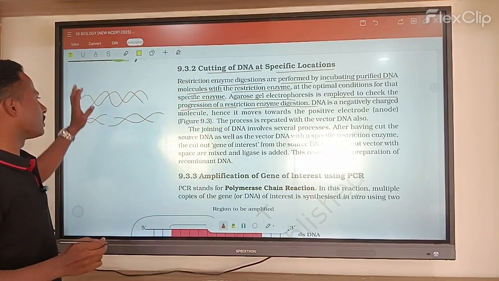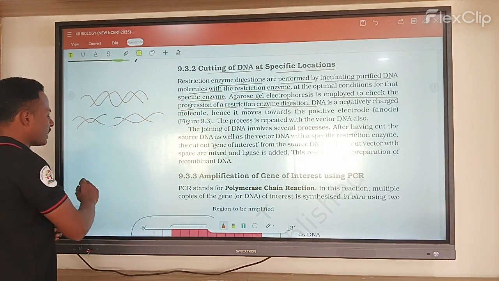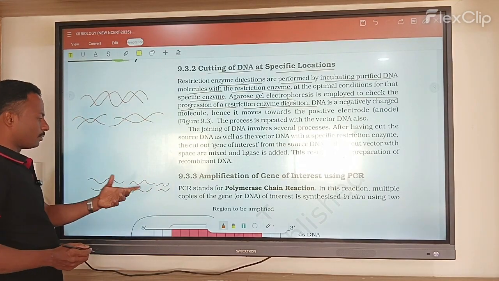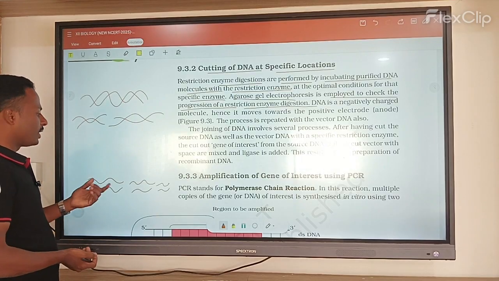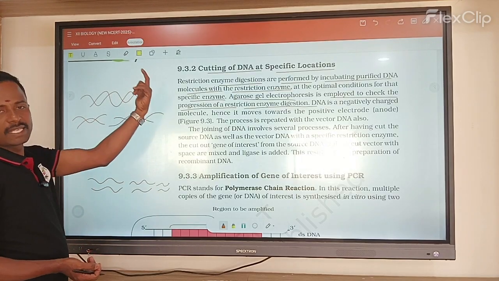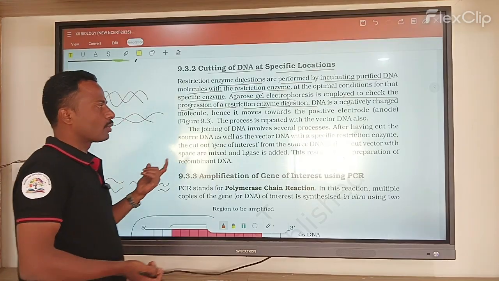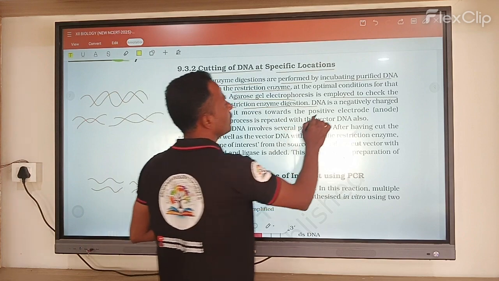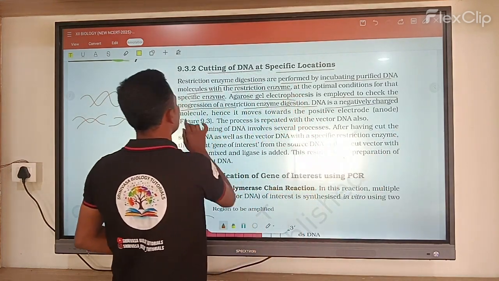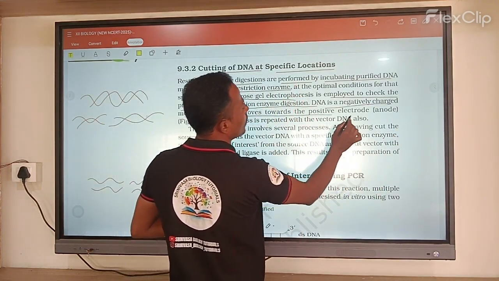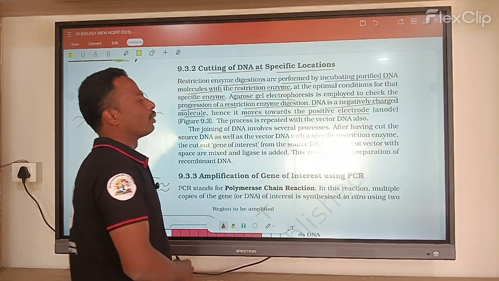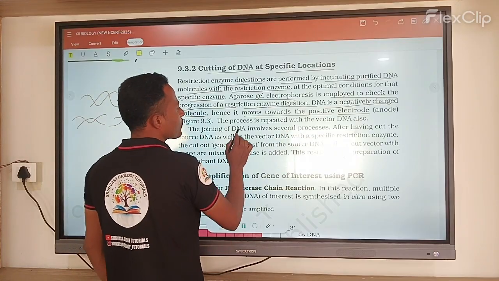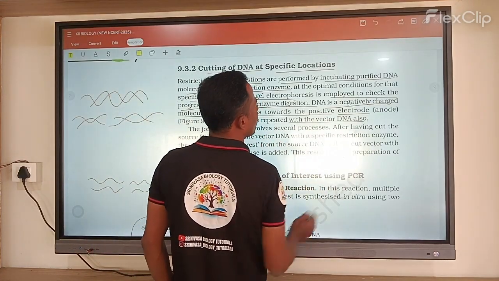So if we cut the DNA, we get small and medium DNA fragments, right? When using the gel electrophoresis method we discussed previously, the DNA fragments get separated. The DNA is a negatively charged molecule, hence it moves towards the positive anode region. This process is repeated with the vector DNA also.